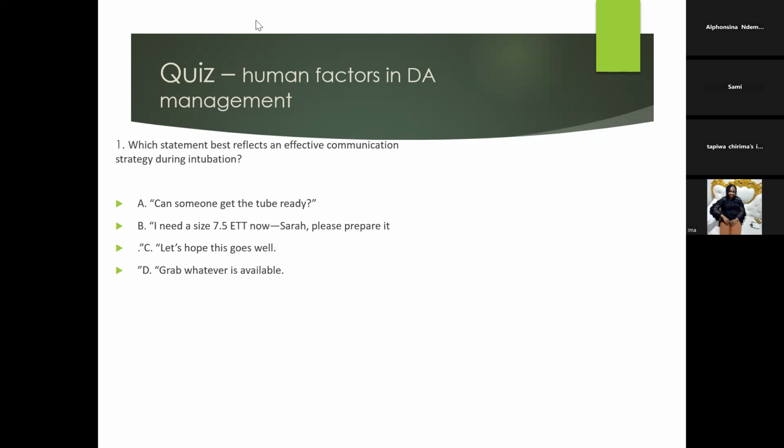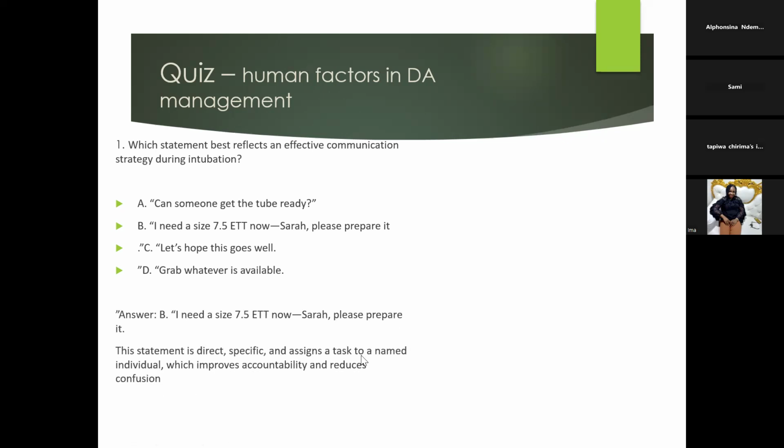Anybody? I think it's B. B. Okay. B. Yes, ma'am. Excellent. It's B. It's B because it's a direct statement, it's specific, and it assigns a task to a named individual. So this improves accountability and reduces confusion. We all make this mistake in theater. You just say, get me this, but you don't direct it to anybody. So that's not effective communication. And there's another aspect that we will be discussing as we go. Apart from giving the instruction, there's also another aspect to it.